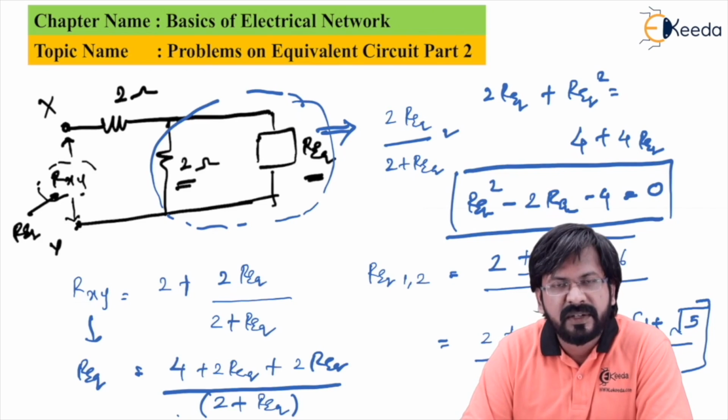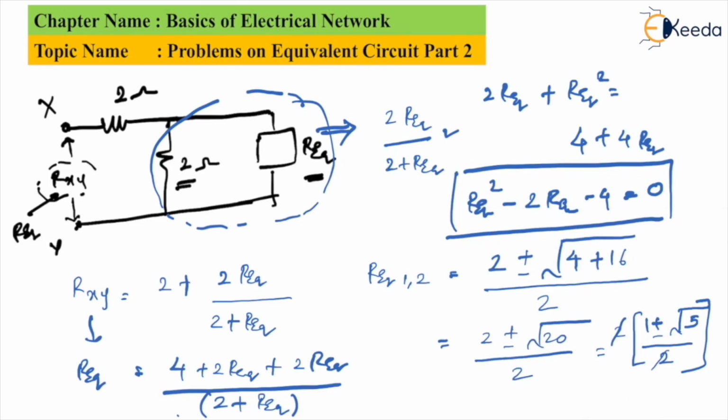But the scenario is 1 plus root 5 will give you positive value, whereas 1 minus root 5 will give you negative value. We know the fact that R equivalent cannot be negative value. So R equivalent has to be only positive value. So selecting only positive part of it. Therefore, I can claim that R equivalent should be equal to 1 plus root 5.